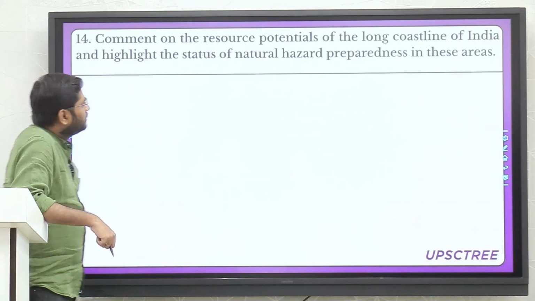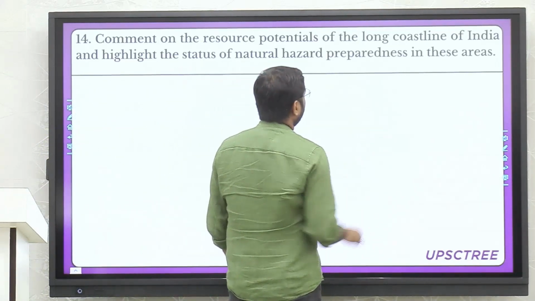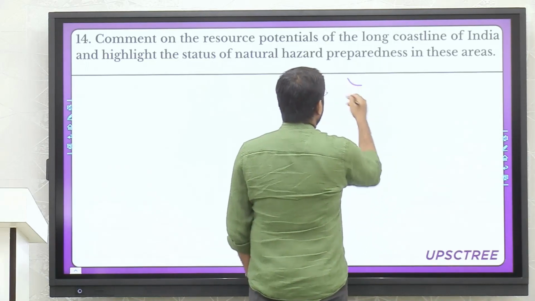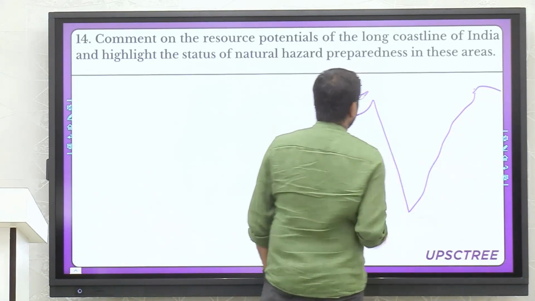Comment on the resources potential of the long coastline of India. Highlight the status of natural hazard preparedness in these areas. Okay, first geography question है. ठीक है. First we have to talk about coastline.